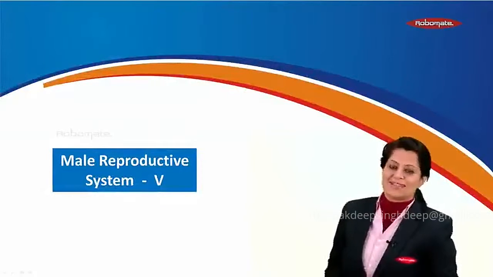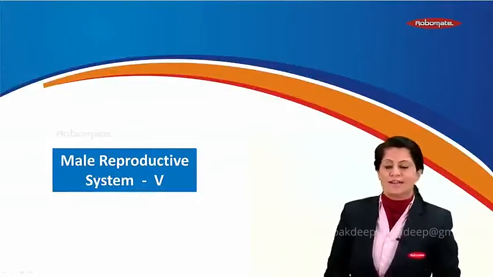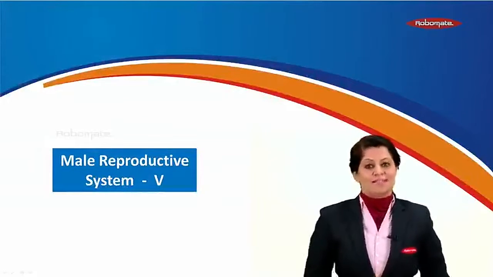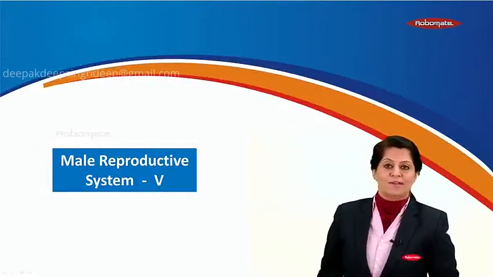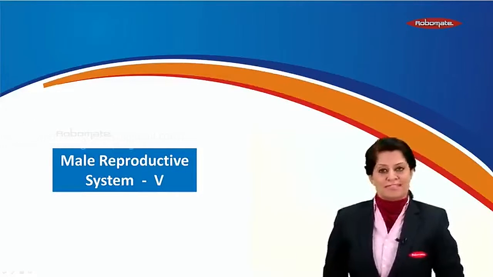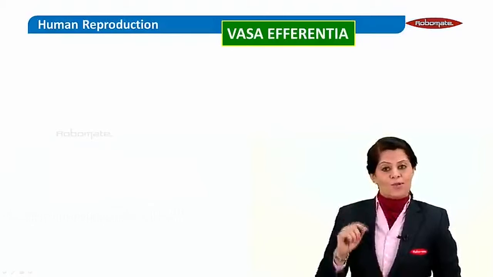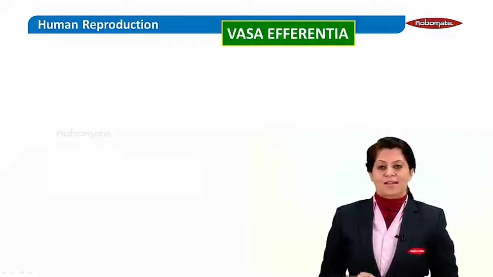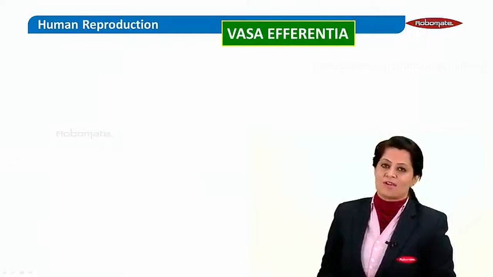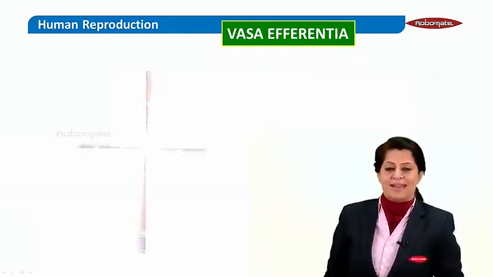Hello students, so here we are continuing with the male reproductive system, and let's see in this module which part of the male reproductive system we study. We are going to be talking about vasa efferentia. Now let's see what is this structure in the reproductive system of a man.